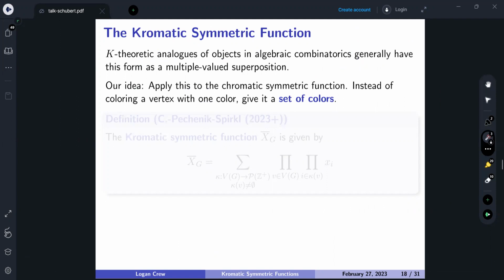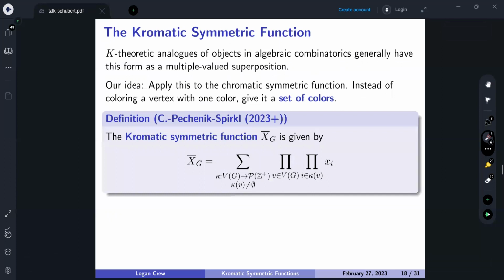K-theoretic analogues of objects throughout algebraic combinatorics often take the form of a multiple valued superposition. In the particular case of these Grothendieck functions, one could view them as taking the Schur functions and allowing multiple values within boxes of a tableau. So our idea is to apply this to the chromatic symmetric function, and instead of coloring a vertex with a single color, we're going to give it a set of colors.